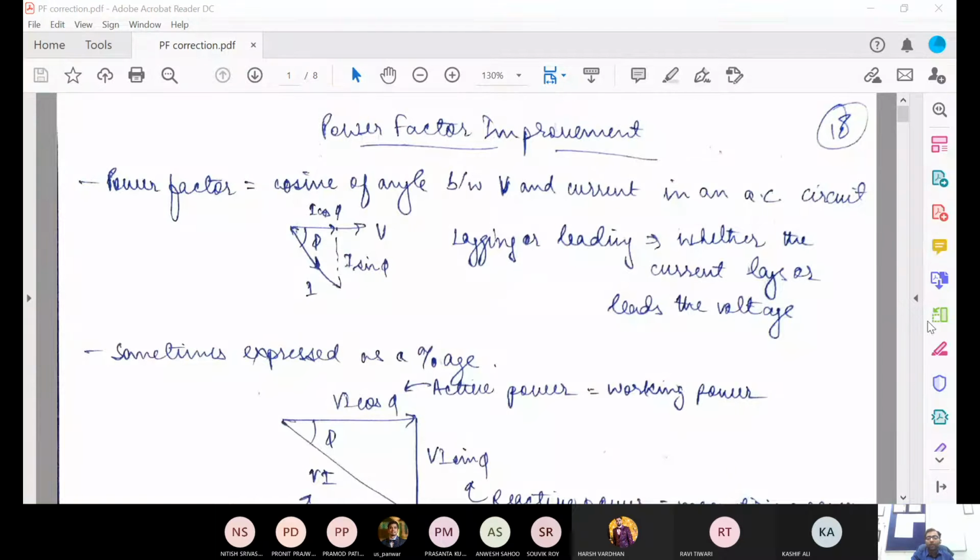So let's start with some of the fundamental concepts. I think by now everyone must be aware of these concepts because we have discussed all this before in this course also. As we understand, power factor is nothing but the cosine of the angle between the voltage and current in an AC circuit. So this small phasor diagram here represents the idea.